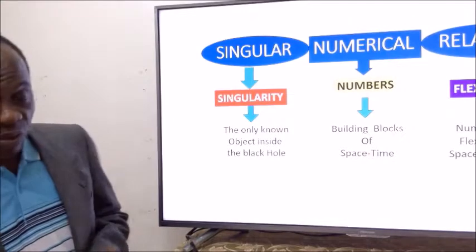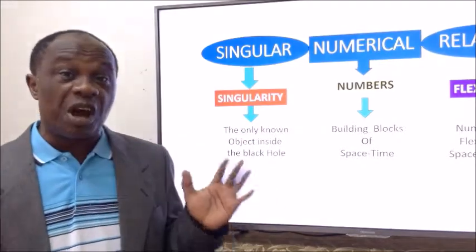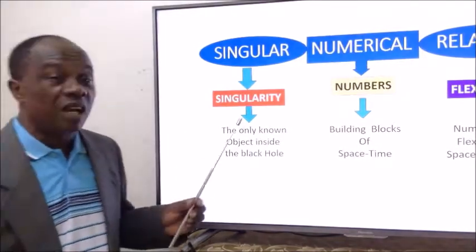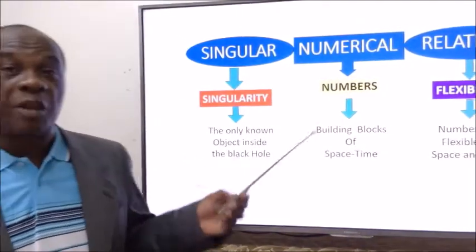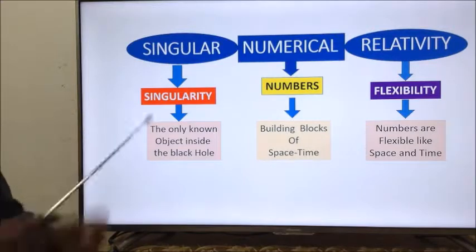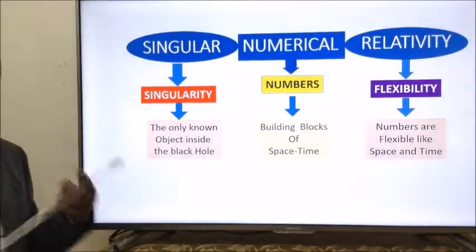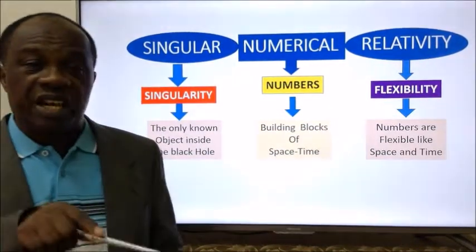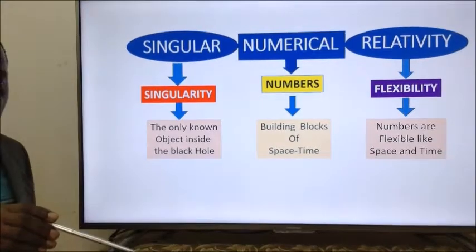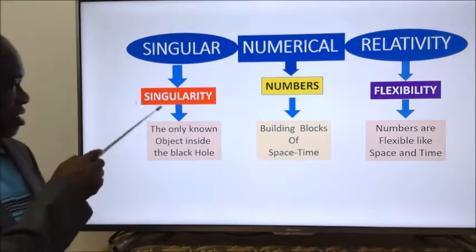As we have seen with Galileo's experiment, we will focus only on numbers, because numbers are the fundamental building blocks of space-time. And the singular numerical relativity advises us to go and study the square law inside the black holes. Because to understand how space-time works inside the black holes, we have to meet the king of all the numbers, which is the singularity.